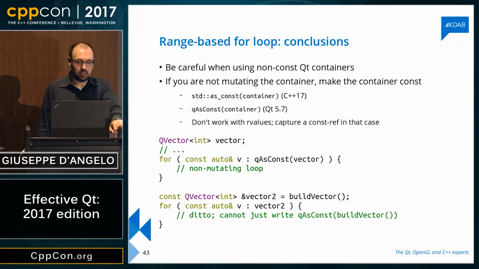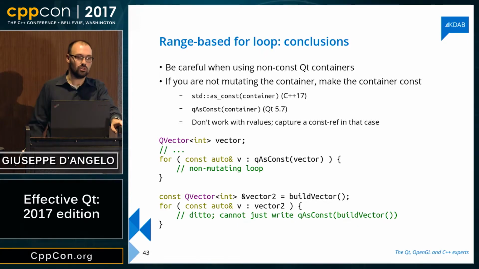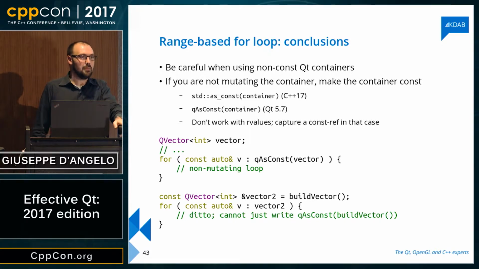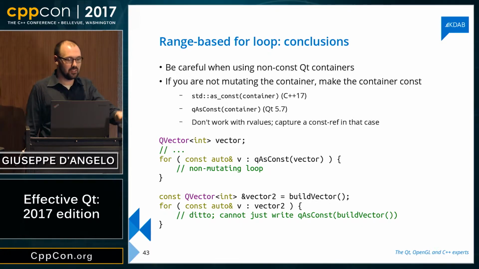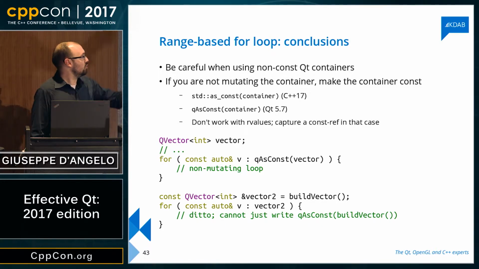How do we work around that? There is a solution coming in C++17, yay. The solution is basically, if you've got a non-const container, make it const and then pass it to the ranged for loop. A way to make it const is by using std::as_const, which is a new library feature in C++17. In Qt, we realized many people cannot wait for C++17 in their own toolchain, so we also have qAsConst, which does exactly the same thing, converts a non-const lvalue to a const lvalue reference. That's perfectly fine.